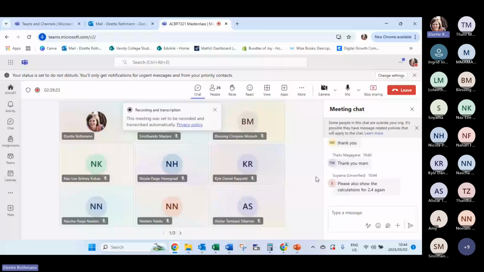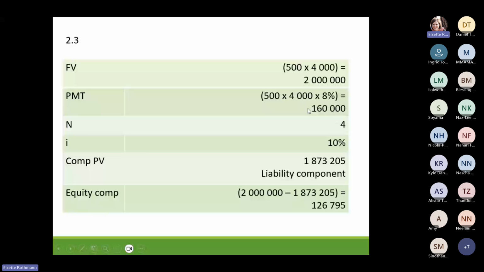Okay, I will also show you the calculation for 2.4 now. If there is anyone that wants to leave, you're more than welcome. We are done with what I wanted to do, but if there are more questions, please feel free to ask. So the calculations for 2.4 were already done in 2.3. So there are your calculations again.